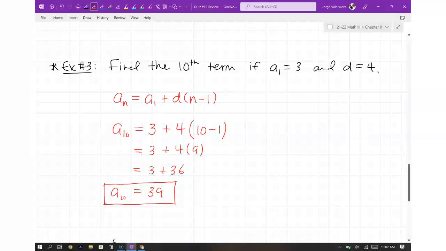Also not a hard problem to do. You're just trying to figure out a specific term. That's all. The ones that take a little longer are the ones that want you to add stuff up. Those always take a little bit longer.